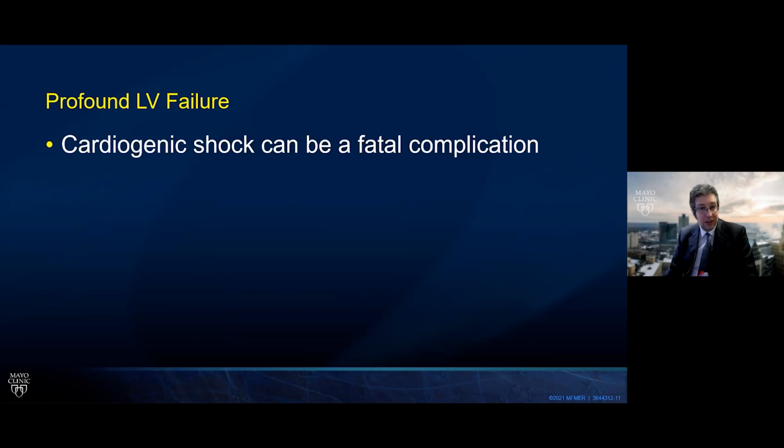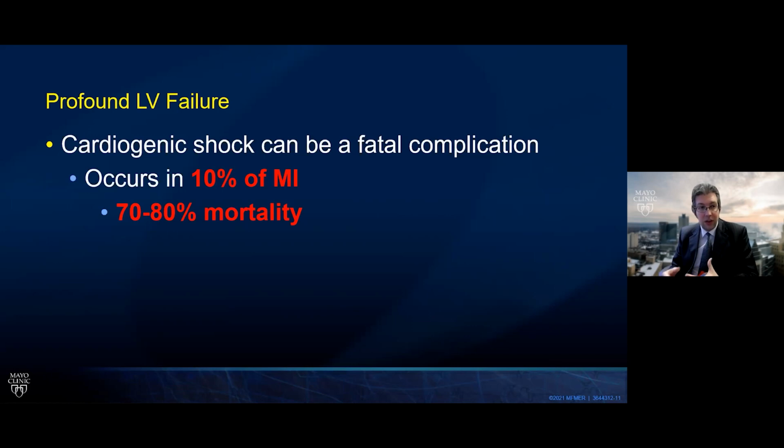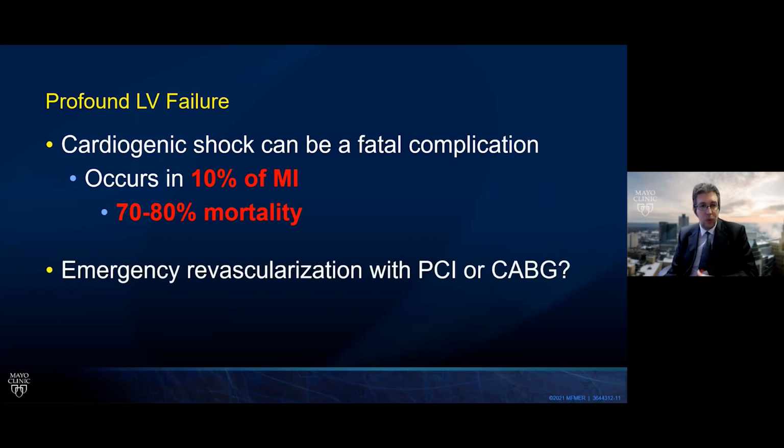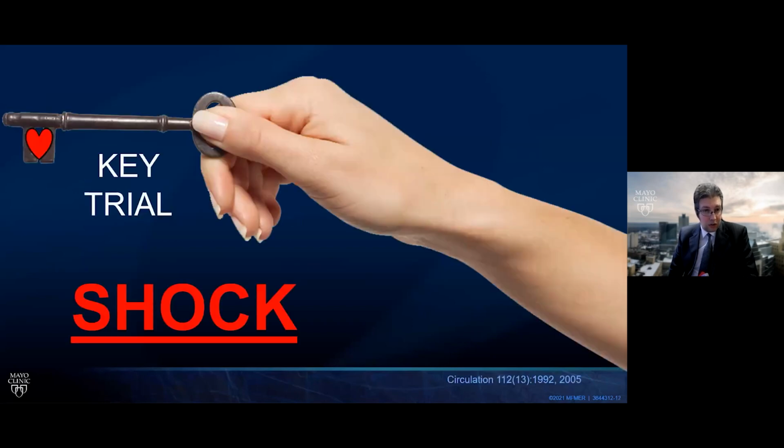Cardiogenic shock is a villain. This is something that has high mortality. And even though it occurs in a minority of patients undergoing myocardial infarction, it accounts for a disproportionate amount of the mortality. And so should we be treating those patients more aggressively? Should we be emergently revascularizing patients who present in LV failure, either with PCI or emergent CABG? That was the subject of the SHOCK trial.